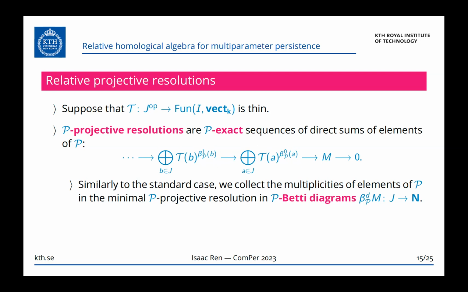So the relative Betti diagram here, beta P D, takes an element of J and gives the multiplicity of T of that element of J in the dth term of this resolution.